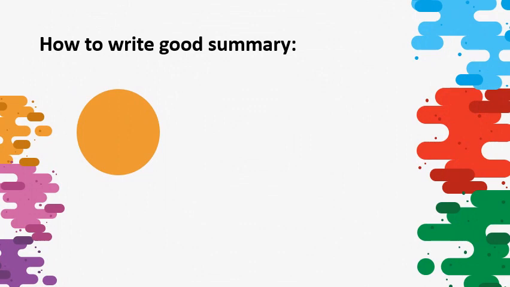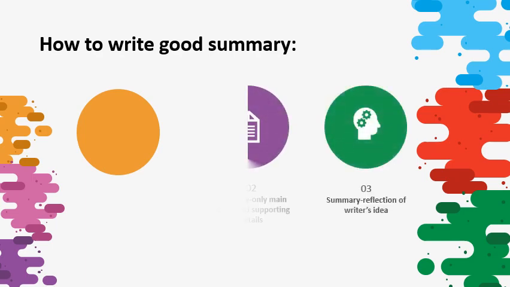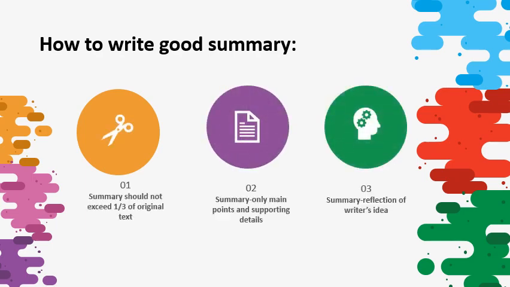Let's now discuss how to write a good summary. In order to write a good summary, we have to keep these points in mind. The summary should not exceed 1/3 of the original text. So stick to either 80 words or 1/3 of the original text.